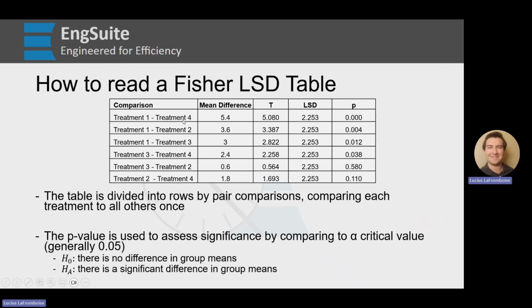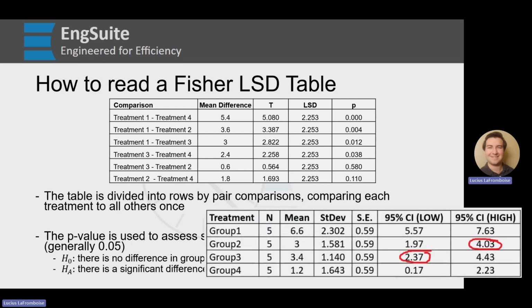So let's take a look at this treatment 1 and 4. Using our 0.05 critical value, we see that this is less than 0.05, so we reject the null hypothesis. In this case, the null hypothesis being there is no difference in group means. So if we reject that, we say there is a significant difference in group means. And we look at treatment 1 against 2 and 3, and we see the same thing, both less than our critical of 0.05.